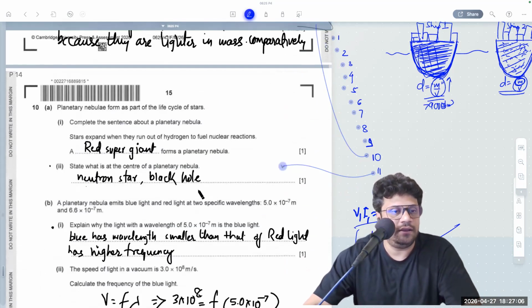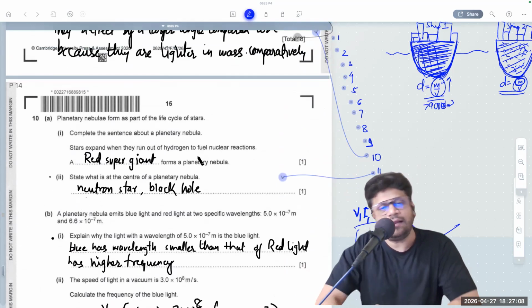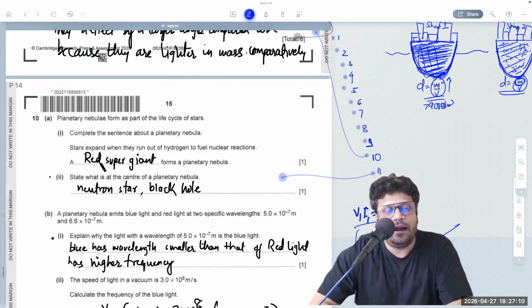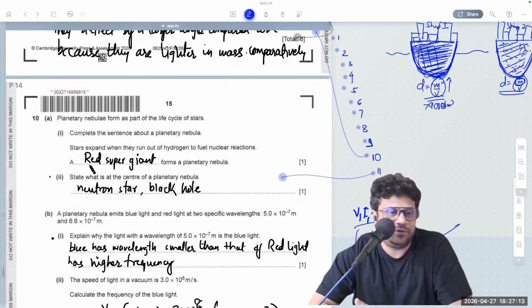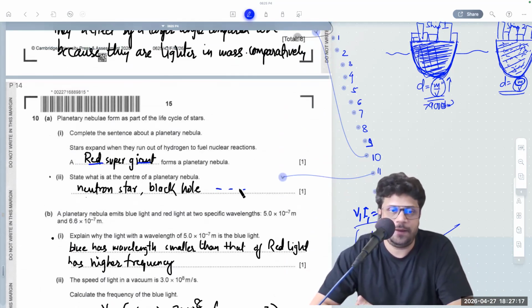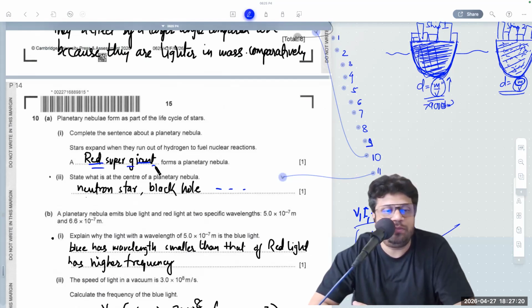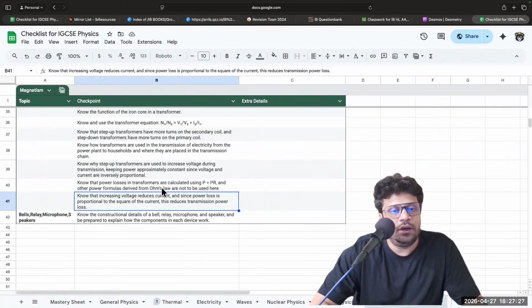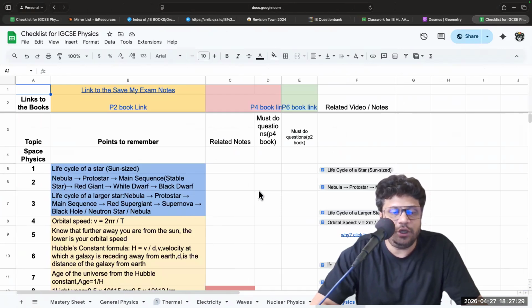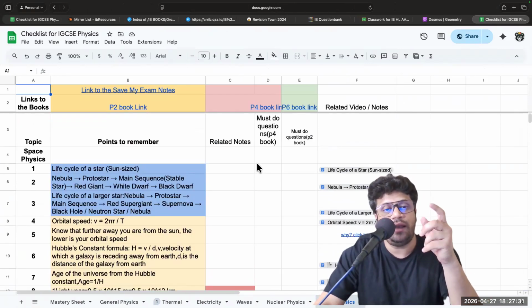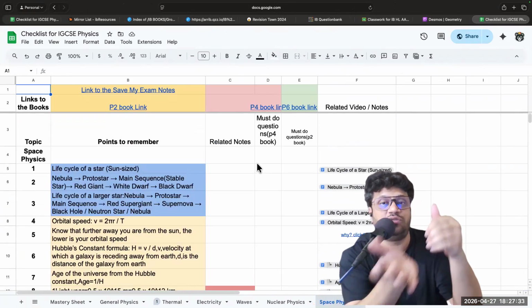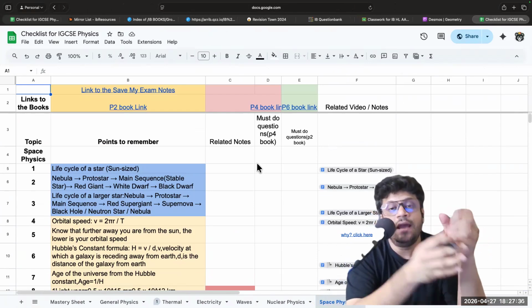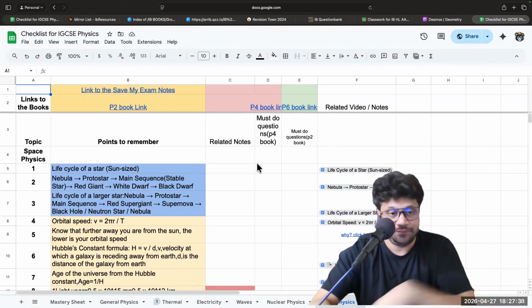Okay, let's look at the 10th one. Well, this is a little controversial, I would say. Some people say it's supposed to be a red giant and they end up with a white dwarf. And I wrote a red supergiant and it ends up with a neutron star or a black hole. The point is, if you look into the syllabus, you will see that there are two life cycles mentioned: one for stars which are smaller than or equal to the size of the sun, and one for stars which are larger than the sun.